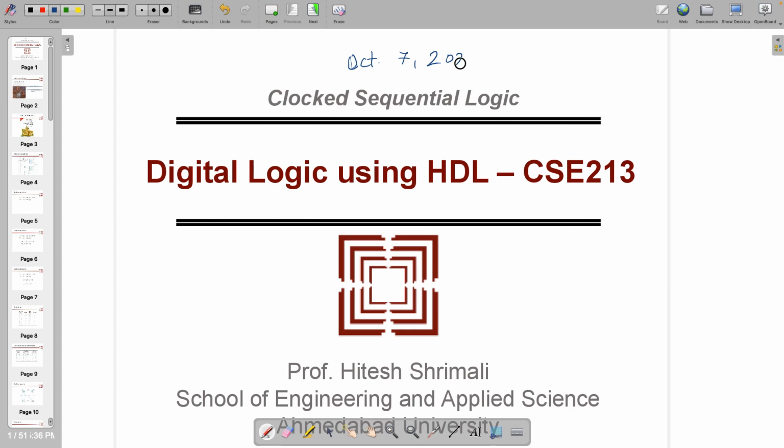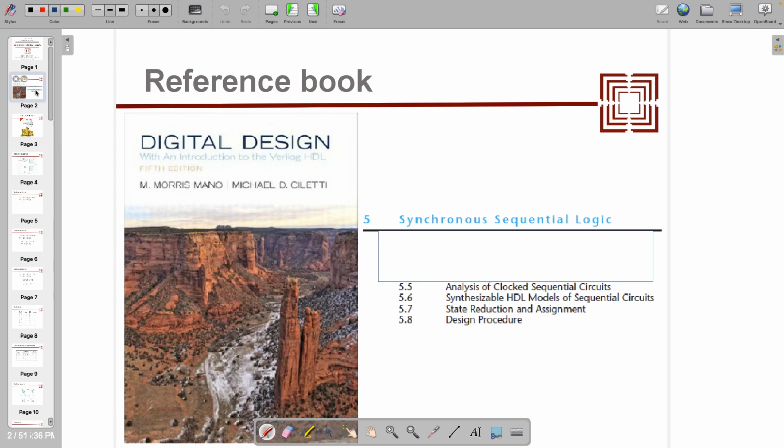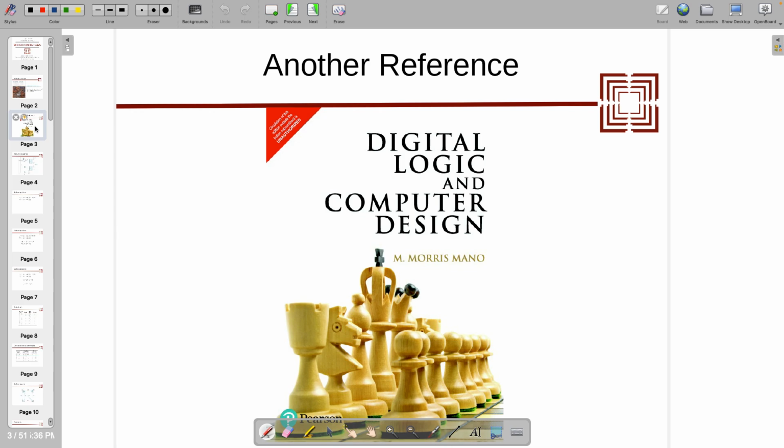Today is October 7, 2024, and we are talking about clocked sequential logic. These are the books I am following. One is Maurice Mano, 5th edition, and we are going to cover these topics. I am also following this particular book, which has just one author, Maurice Mano. It has slightly different content, so I like it, and I kept it here for teaching purposes. This book came out in 2016.